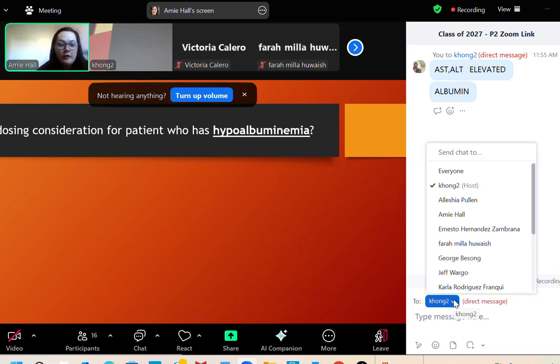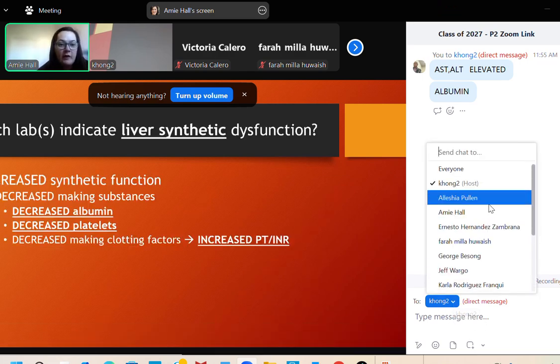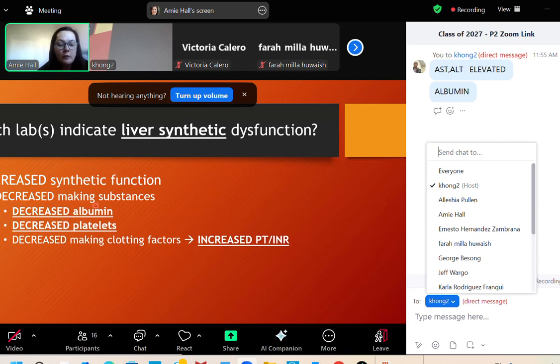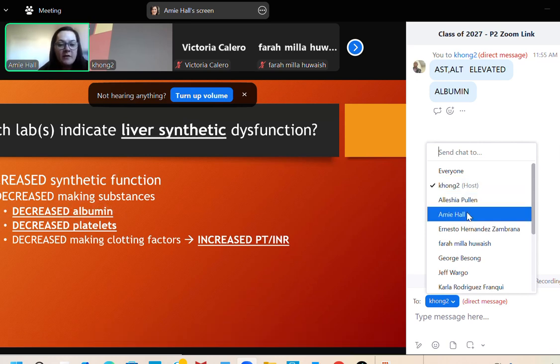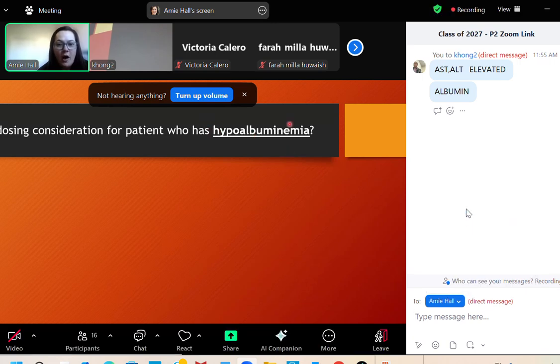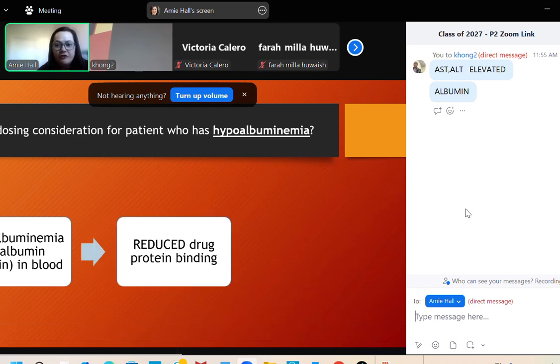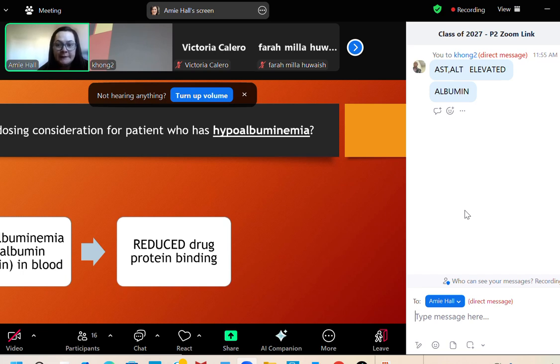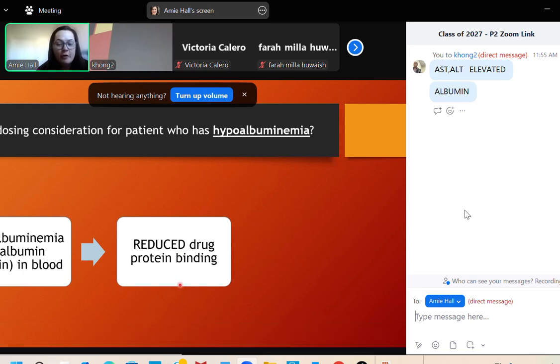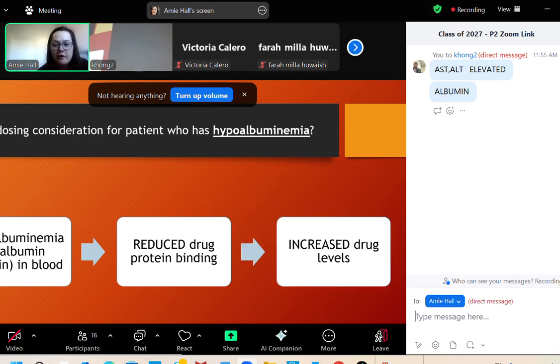Okay. So if we have hypoalbuminemia, because as we talked about here, we're making less albumin, so we're going to have less albumin in the blood. Hypo is low, albumin is the protein, emia is in the blood, so low protein in the blood. We know that a lot of our drugs are protein bound, so we're going to have reduced drug protein binding, because we don't have any protein for the drug to bind to. So binding is going to reduce, and that's going to make the drug more available. So we're going to have increased drug levels.